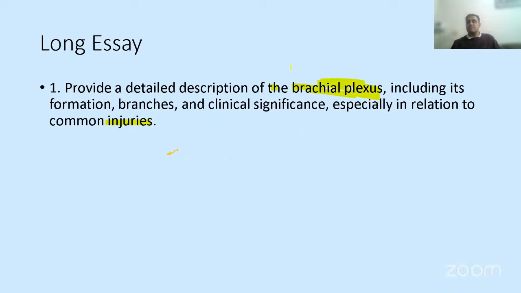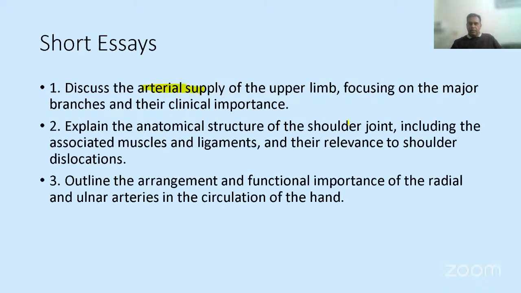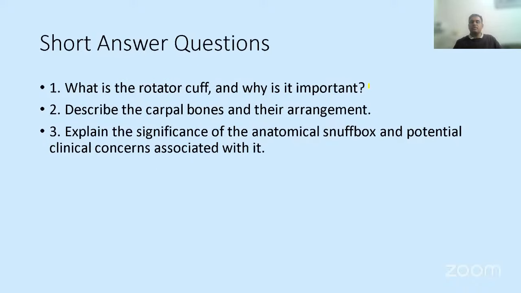Let me tell you that the brachial plexus is something that we have slightly touched on in our previous session, just a couple of days back. And then the shoulder joint. As I told you previously also, of all the joints, it's the shoulder joint that is most frequently asked in the theory exam. So explain the anatomical structure of the shoulder joint, including the muscles and ligaments and their relevance to shoulder dislocations. And the question could be: outline the arrangement and functional importance of the radial and ulnar artery. So again, it comes under the arterial supply, right? So to begin with, we have the brachial plexus, the arterial supply, and the shoulder joint. Next, some small topics like short answer questions.